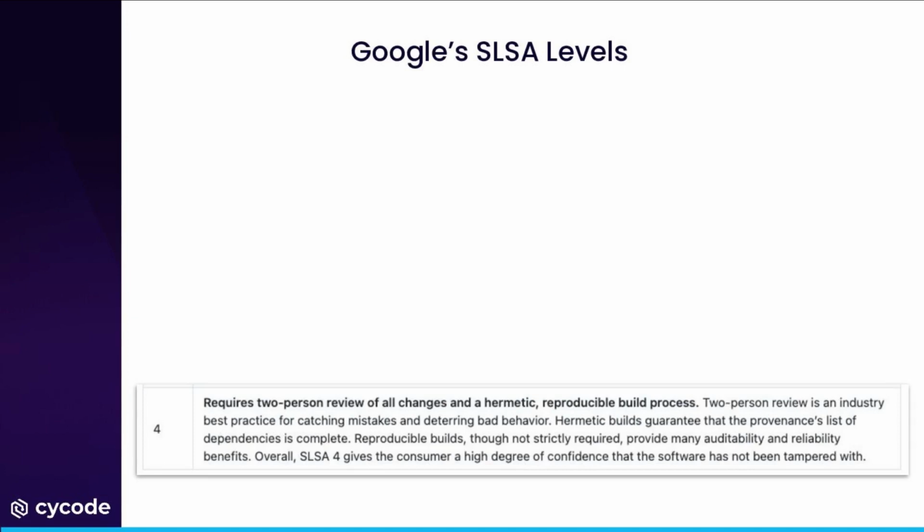SLSA level 4 is the highest level of SLSA. This entails a 2-person review for all changes, as that is an industry best practice for identifying issues, identifying malicious behavior, etc.